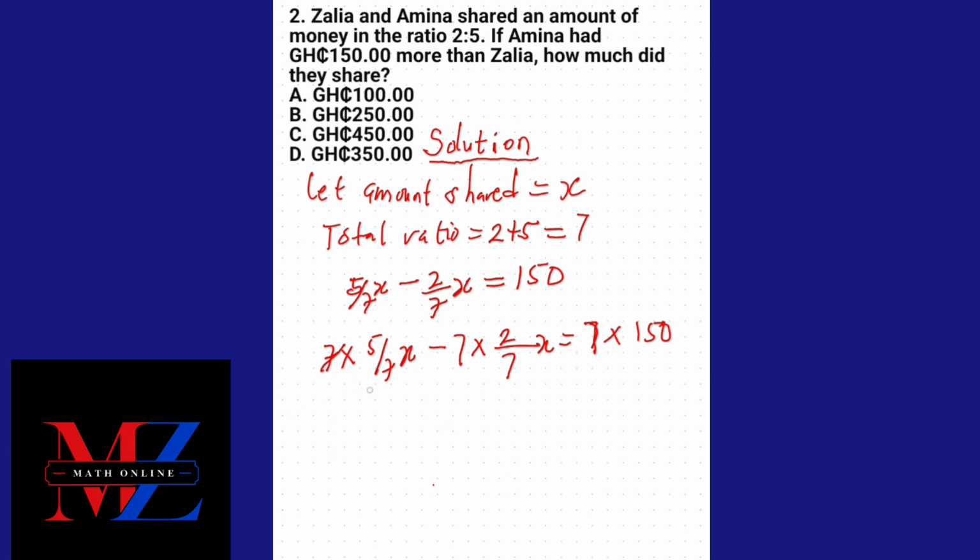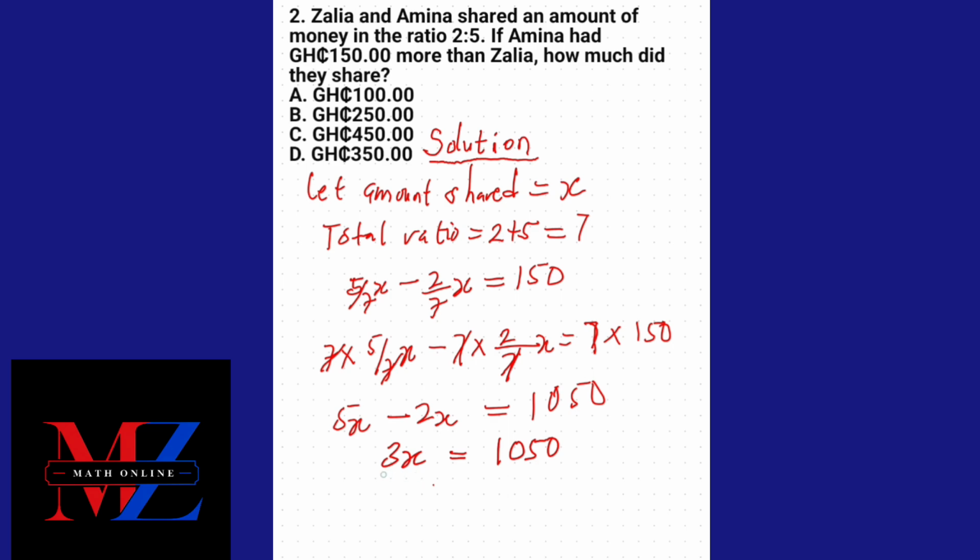Now, this 7 will do away with this 7. This 7 will also cancel this 7. So we will be left with 5x minus, this is left with 2x. So minus 2x equal to 7 times 150. When you multiply 7 by 150, you will get 1050. Now 5x minus 2x will give us 3x, which is equal to 1050.